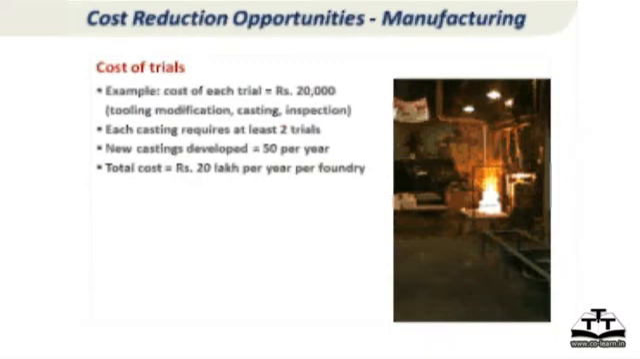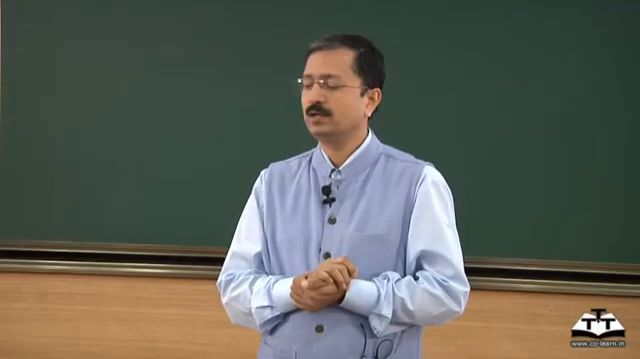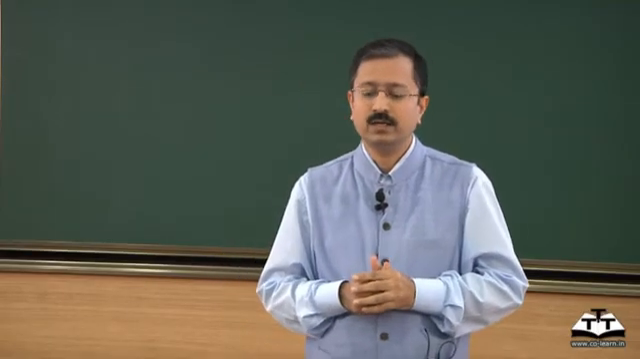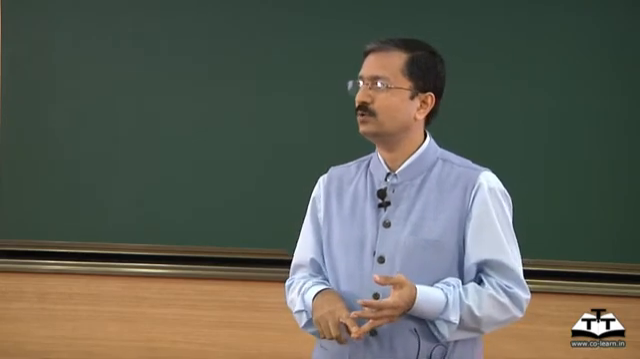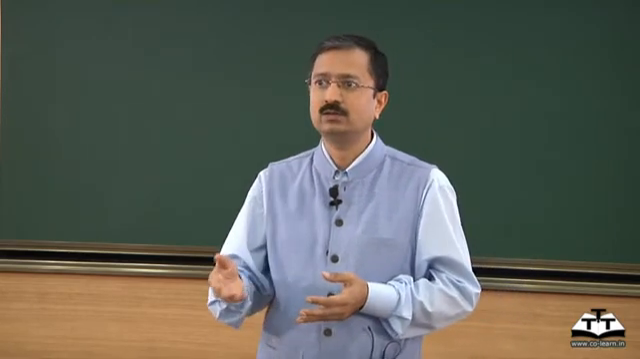Now, an important slide here. Where can we really save cost in manufacturing, in casting? In manufacturing, there are two big places where you can save costs. One is trials. What we don't realize is that trials are not just remelting the metal. When you say trial, it is not only tooling modification, casting and inspection. That is what is commonly thought about.